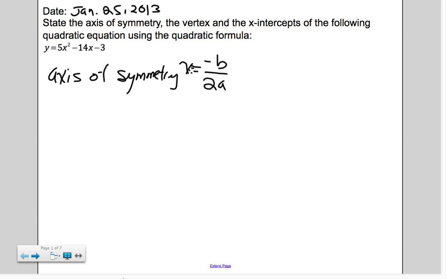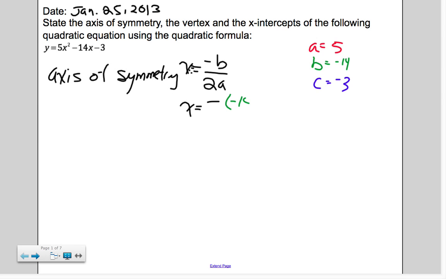Okay? So let's just take a step back. So we have an equation that's in standard form. So what's your a value? 5. A here is 5. B is negative 14. And C is negative 3.